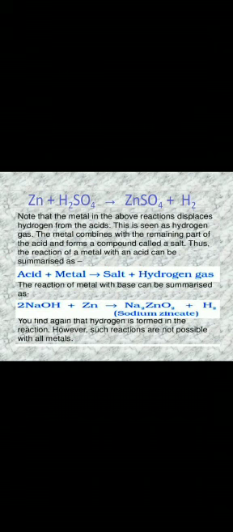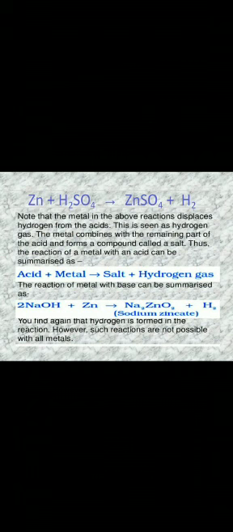In this case, the salt formed is ZnSO4, that is zinc sulfate. Thus, the reaction of a metal with an acid can be summarized as acid plus metal gives salt plus hydrogen gas. A similar reaction takes place with base. When sodium hydroxide reacts with zinc, sodium zincate, that is Na2ZnO2, is formed along with the evolution of hydrogen gas.